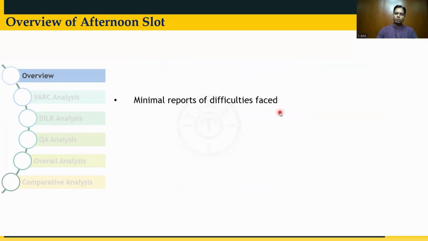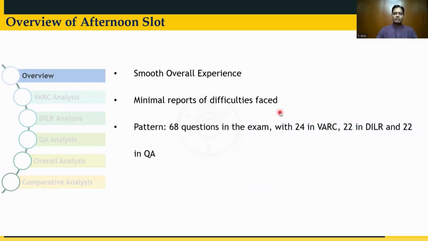There were minimal reports of difficulties faced in terms of the actual conduct of the exam in the exam centers. So it's very streamlined, as we know. And we also see that the pattern was 68 questions, as I explained earlier, with 24 in VRC, 22 in DLR, and 22 in QA.